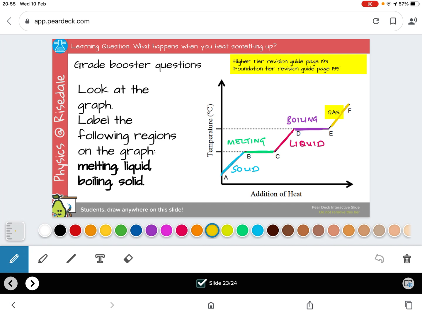This graph caught a few of us out too, because we were trying to label a point rather than a phase. You can see that I've used colours to show that the changes are gradual. The change of state isn't immediate. You can revise this more on page 194 in your revision guides.